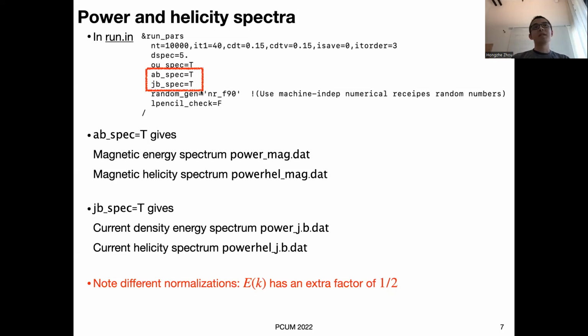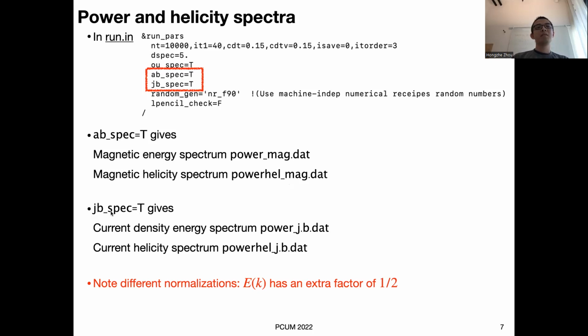Sometimes you also want the spectra. Then you say AB spectra equals true, or JB spectrum equals true. So using the first switch, you will have 2 files in your data folder. One is called power_mag. This will be the power spectrum of the magnetic energy. So B squared over 2 is this power_mag. And at the same time, you have helicity spectrum file. This will be the helicity spectrum of the magnetic field.